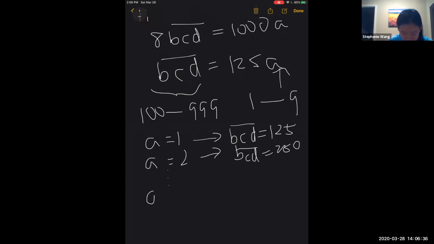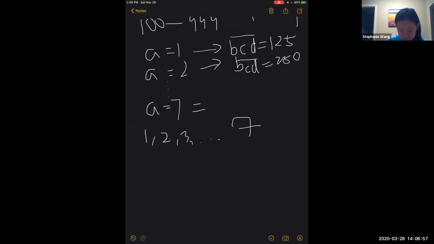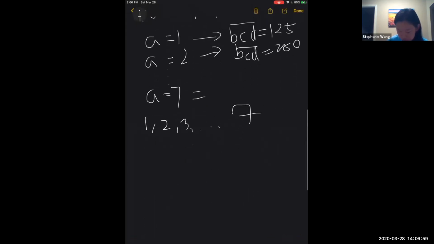So when we've got A equals 7, then we have a number that's very close to 1000, but it's not. So that means we've got all of our numbers 1, 2, 3, 4, up to 7. These are possible values for A that give a 4-digit number for ABCD. And so that means we've got 7 cases that work. Yeah, so that would be our answer.